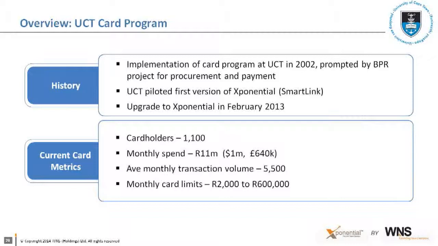We have over 1,000 cardholders now, and our monthly spend is growing all the time, currently about 11.5 million rand, and our transaction volumes are about 5,500 per month. Our card limits vary enormously. Cards are very much based on role, not rank. If you need to do certain types of transactions, you have a card, whether you're the driver or the Vice Chancellor or anyone in between. So our card limits range from about 2,000 rand a month to about 600,000, I think, is our top limit.